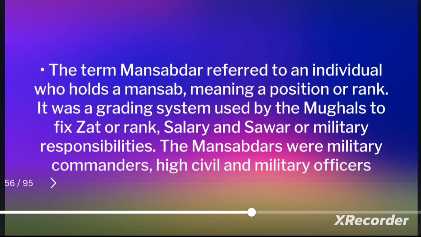The term Mansabdar referred to an individual who holds a mansab, meaning a position or rank. It was a grading system used by the Mughals to fix the zat or rank, salary and sawar or military responsibilities. Mansabdars were military commanders and high civil and military officers.